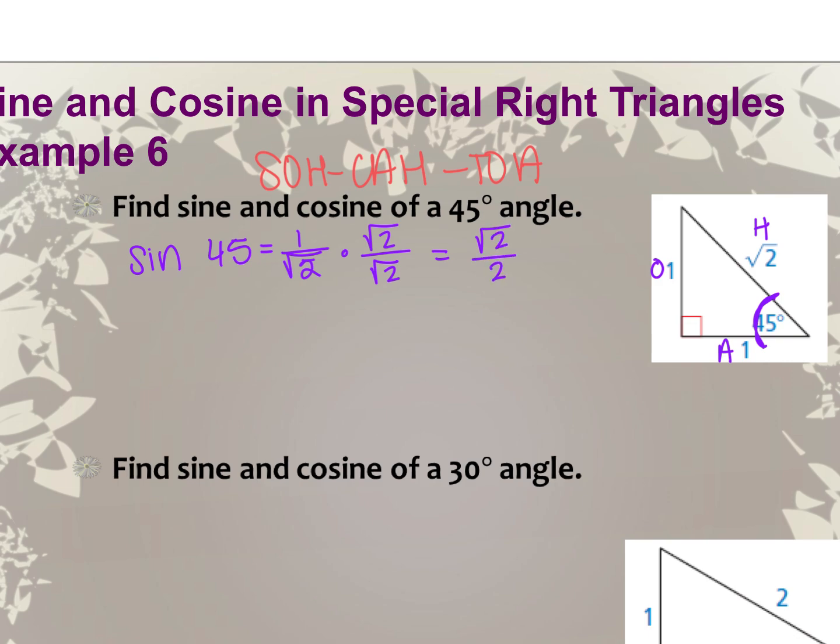And then solving for cosine 45. Adjacent side to 45 is 1. My hypotenuse is still going to stay the same. So both my answers are going to be the same thing. The square root of 2 over 2 is my answer for both sine and cosine of 45.